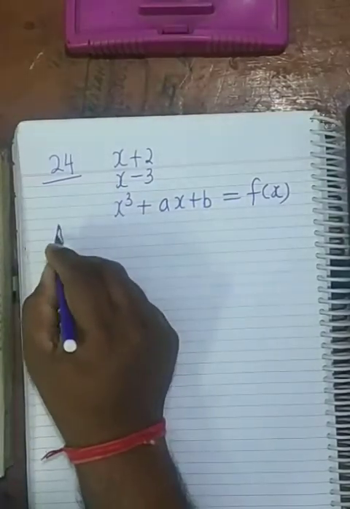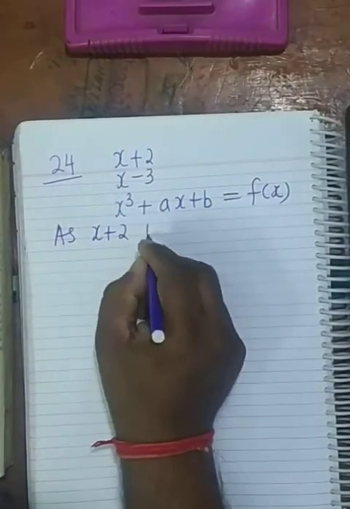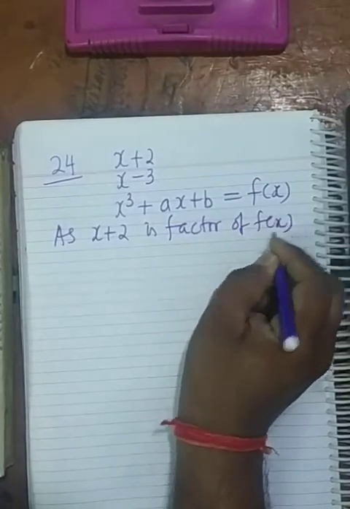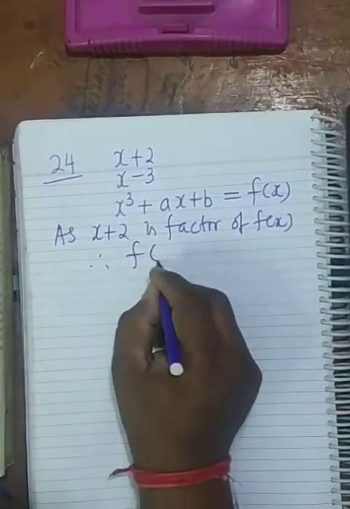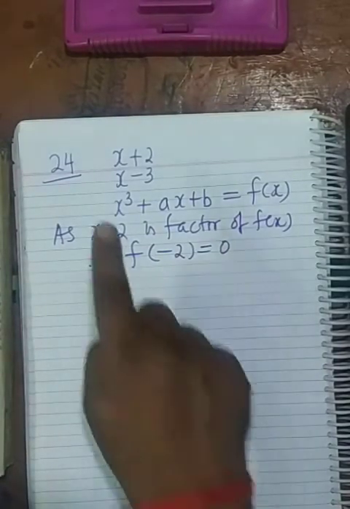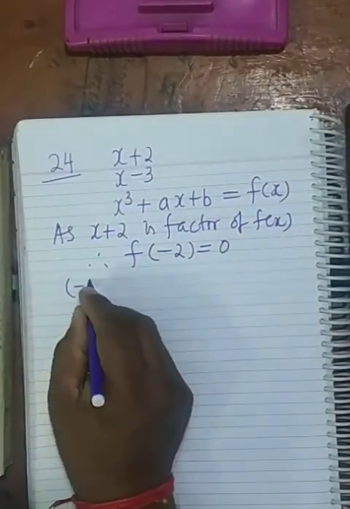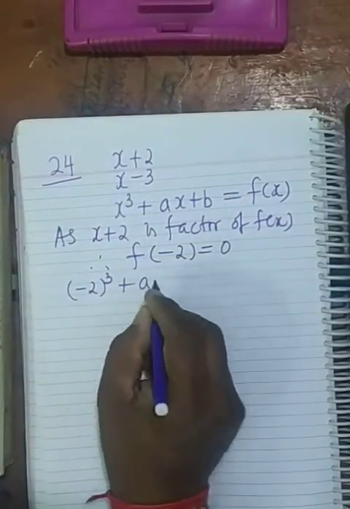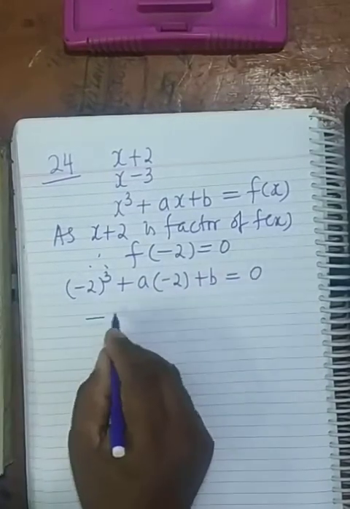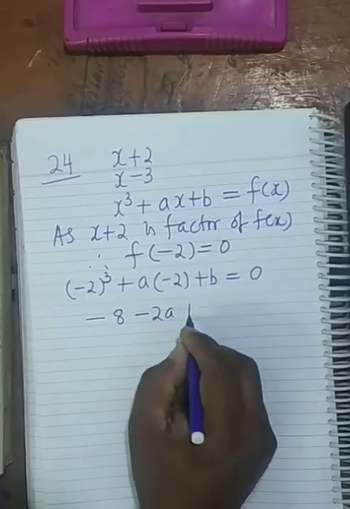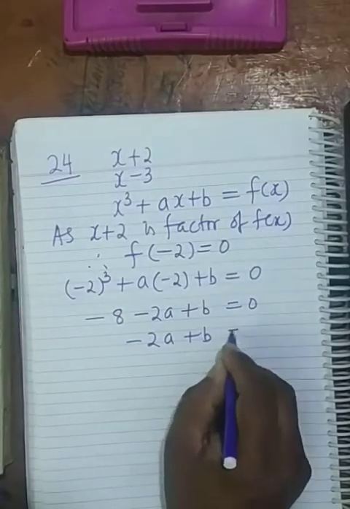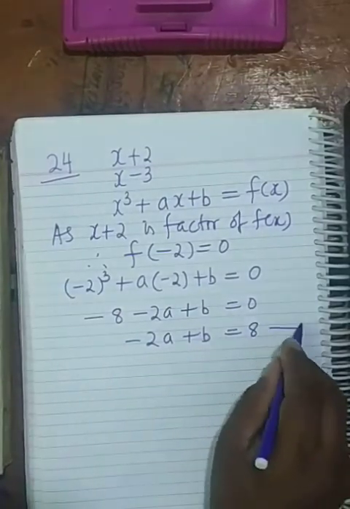So as x plus 2 is factor of f(x), therefore f(minus 2) will be 0. So you substitute here minus 2 whole cube plus a into minus 2 plus b equals 0. So that is minus 8 minus 2a plus b equals 0. So minus 2a plus b equals 8. So this will be the one equation.